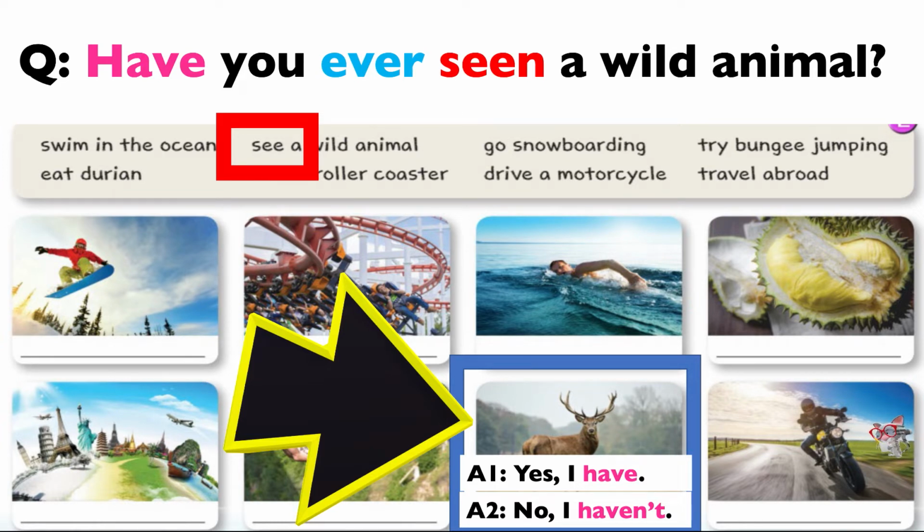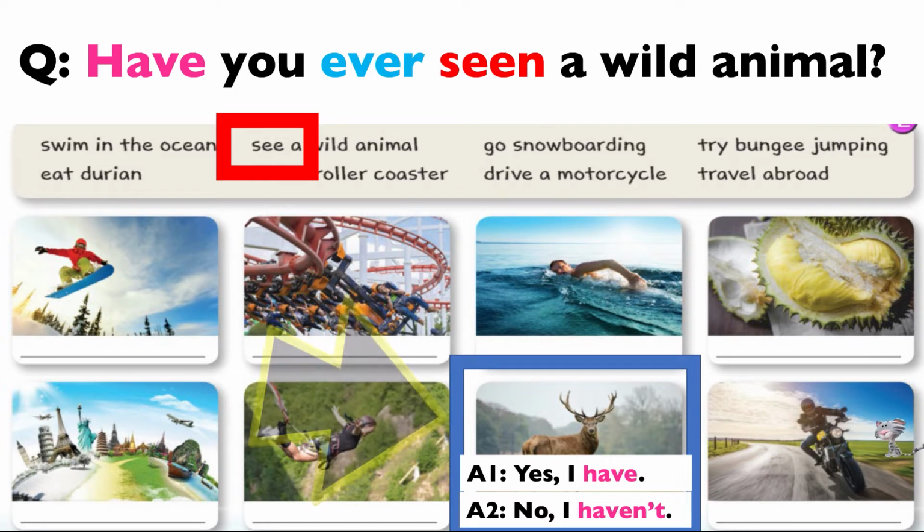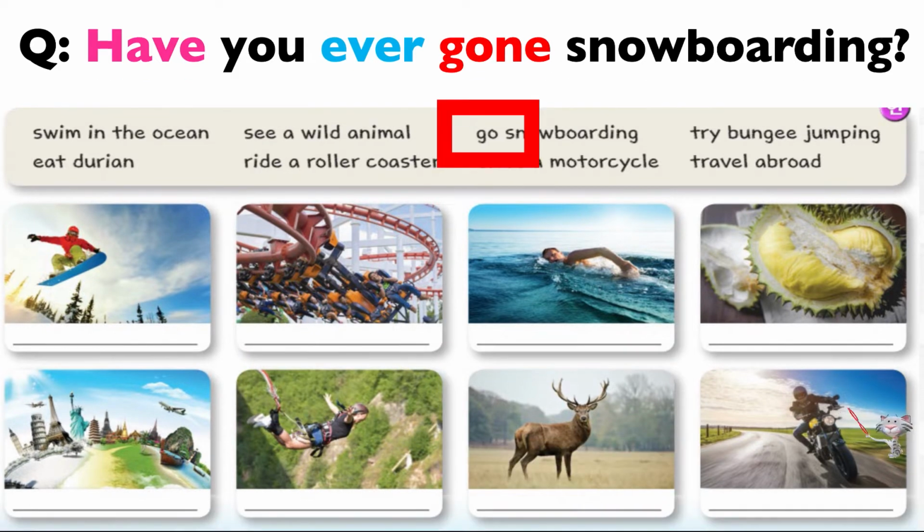Where did you see a wild boar? In Korea. When? When I was about 3 months. 3 months old? Yes. Okay, it was really scary. Okay, let's go to another one then.